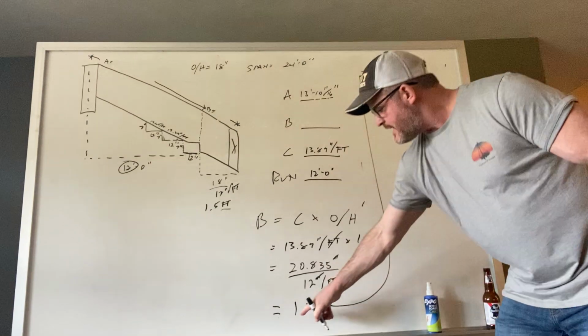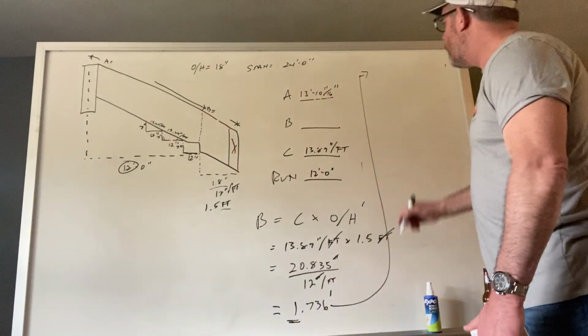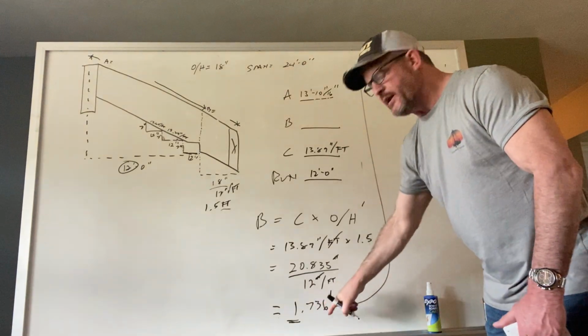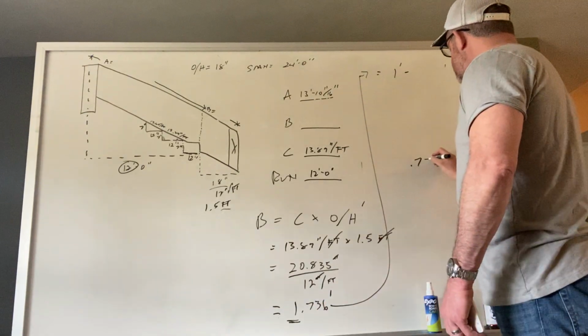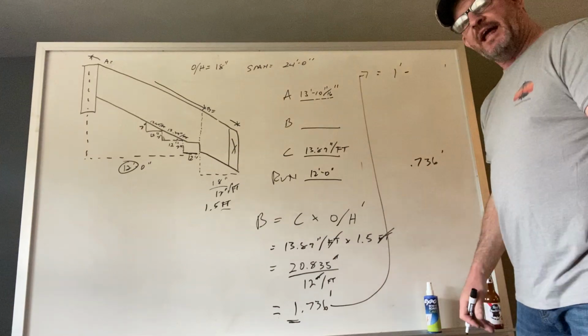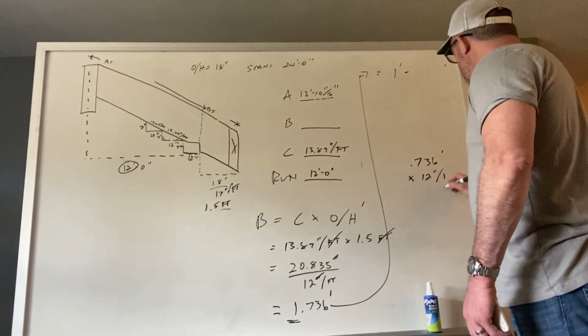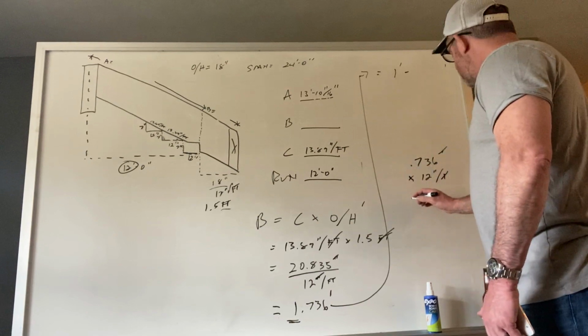So back up to here. Again, that means that I've got how many whole feet? I've got 1 whole foot. So I've got 1 foot and some increment of a foot, 0.736 feet, less than a foot. So now multiply by 12 inches per foot.